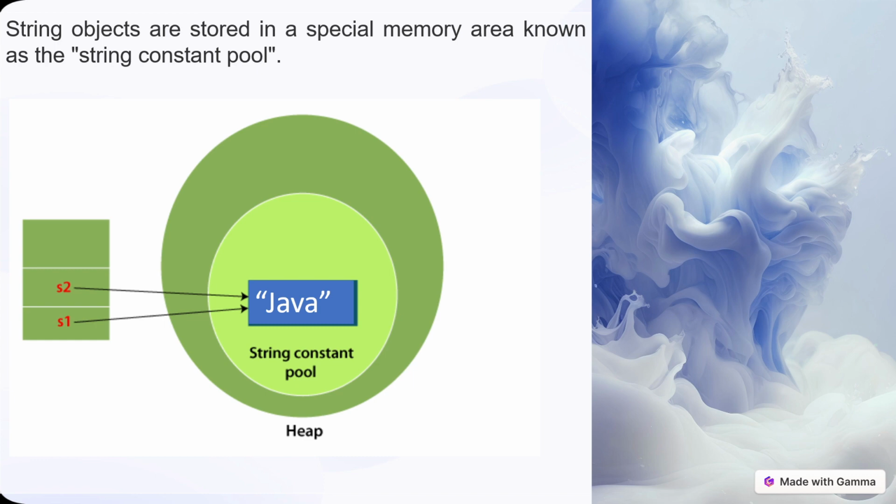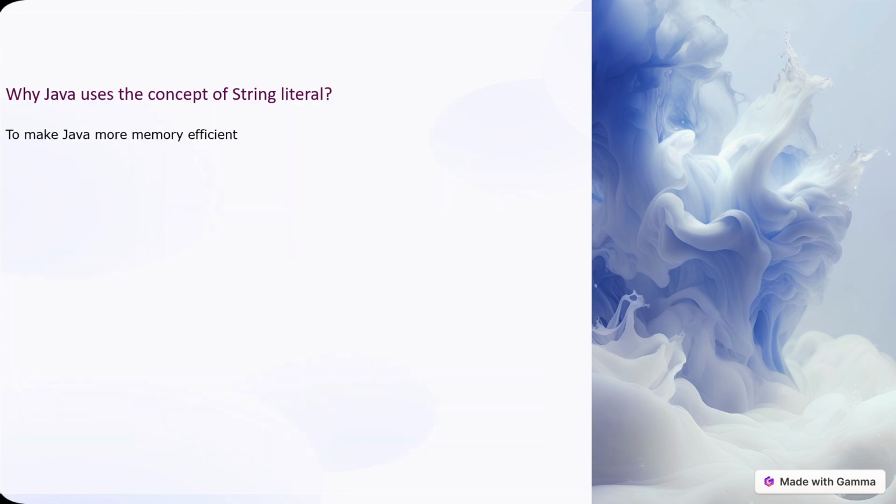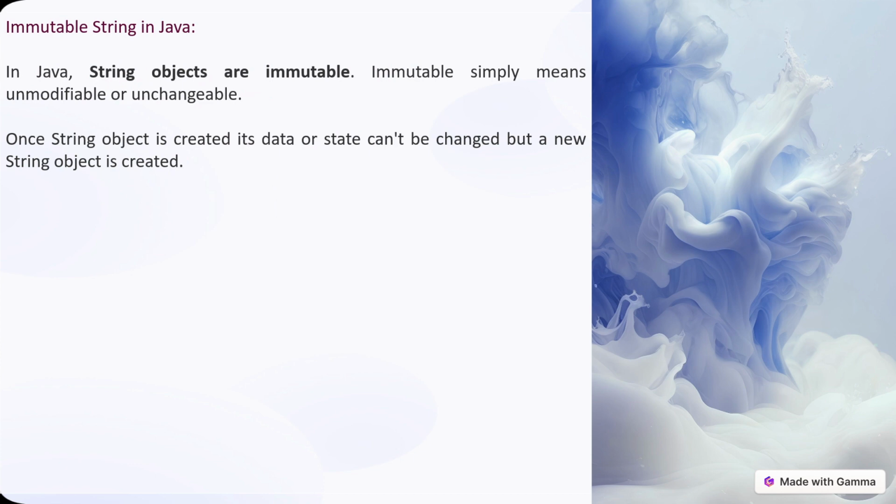You see here, if you are creating s2 equal to Java, s1 equal to Java, both s1 and s2 will point to that same content Java inside the string constant pool. Why is the string constant pool used? Because of memory efficiency. And string is an immutable object. Immutable means we cannot change it. Even though we are trying to add something to that string, it is a new string actually. It is not changing the old string.